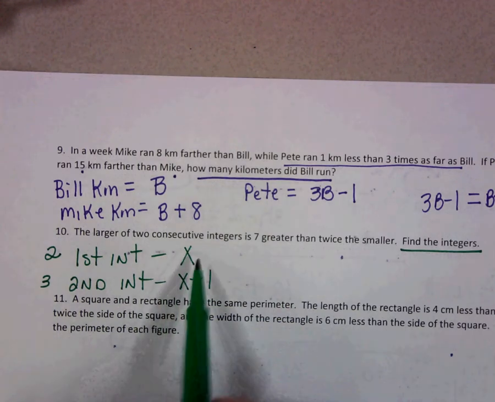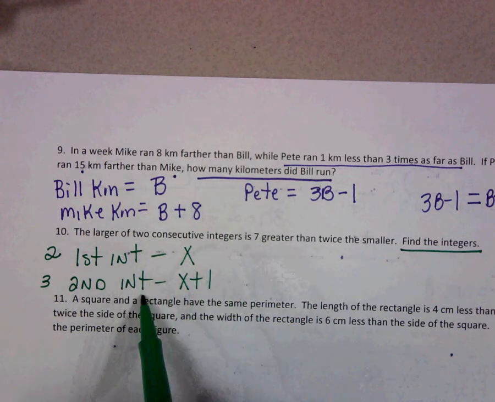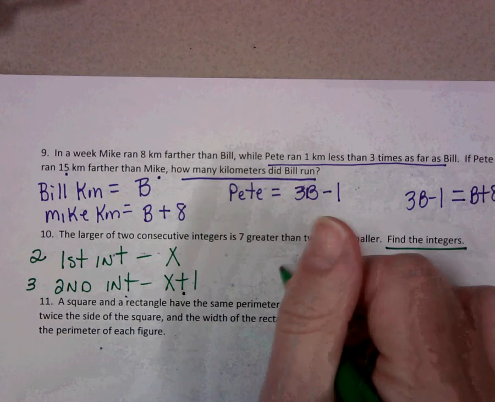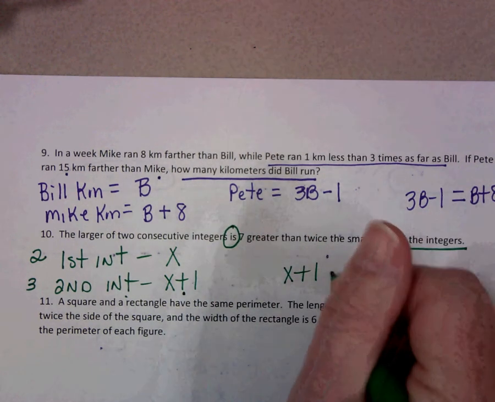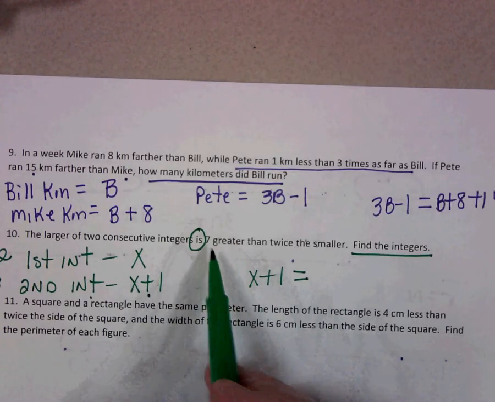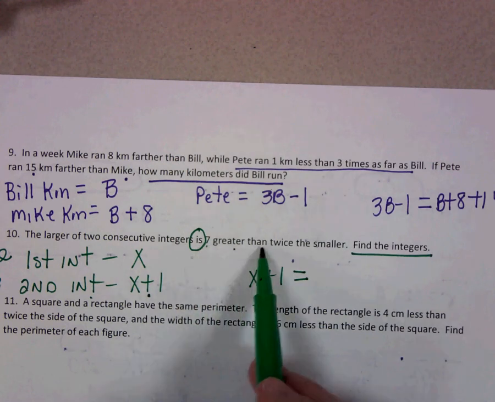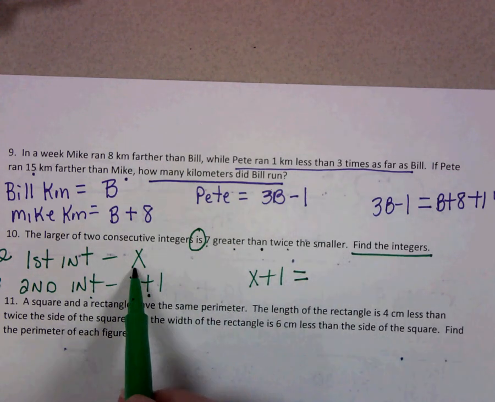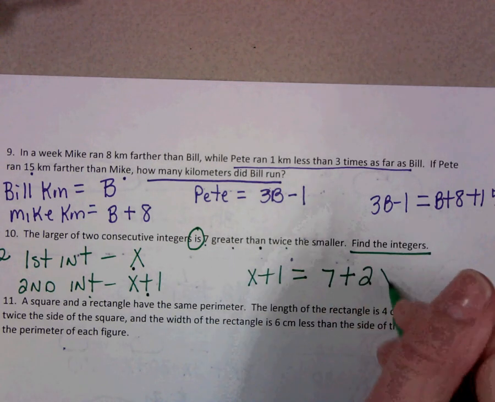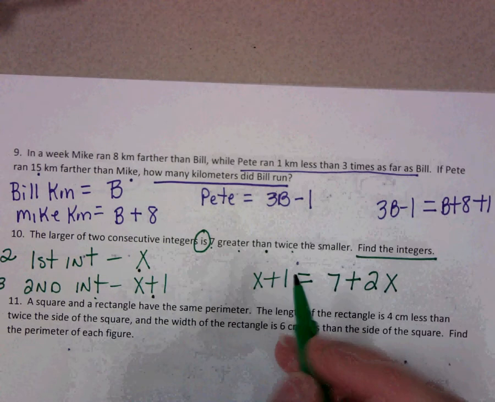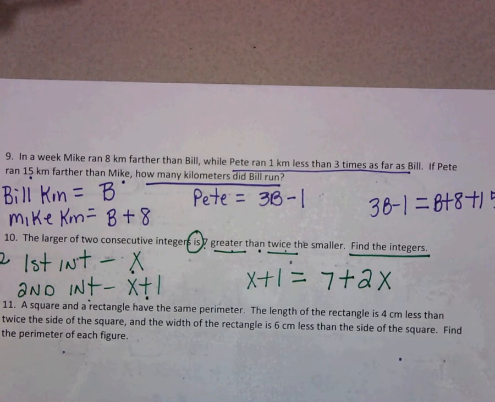So based on this, the larger of the 2 integers would be the second one, x plus 1. So x plus 1 equals 7 greater than twice the smaller. The smaller is x, so 7 greater than twice the smaller. So again, we're just looking for these words, and we're just translating. That's why the translating was so important in our unit before.